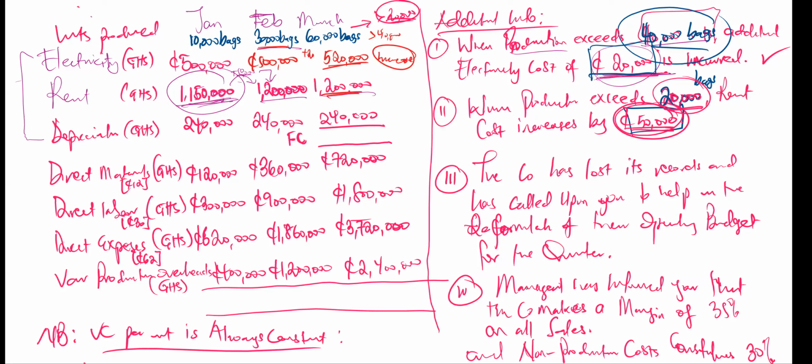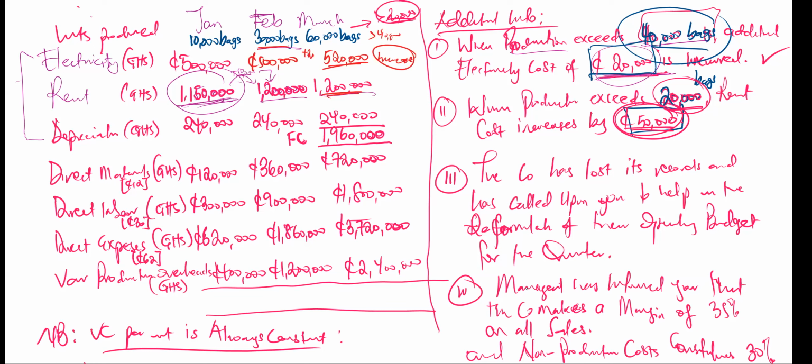I add all these fixed costs, what do I get? 1,960,000, right? That's the total fixed cost.